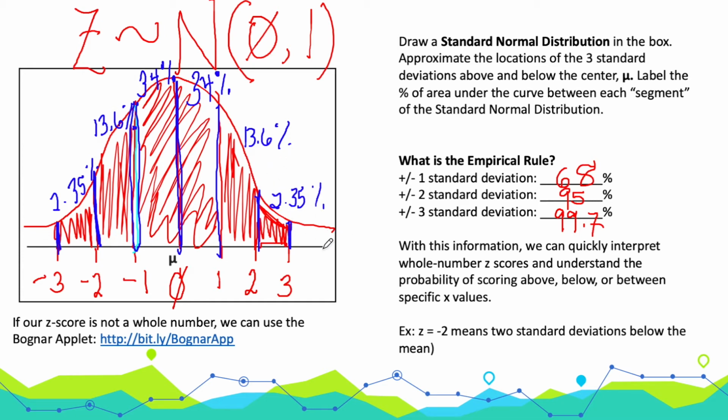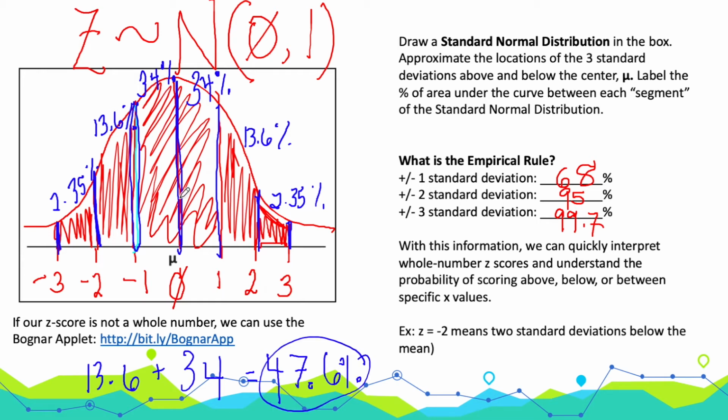We use this shorthand to be able to quickly estimate the percentages of the area under the curve between any of these standard deviations. If I asked you, what percent of the data is located between -2 standard deviations and the mean, you would want to add together the area of this slice and the area of this slice. About 48% of the area lies between these 2 points. You can do any number of combinations, adding together these individual slices between these points on your x-axis. With this information, we can quickly interpret whole number z-scores and the probability of scoring above, below, or between specific x values.